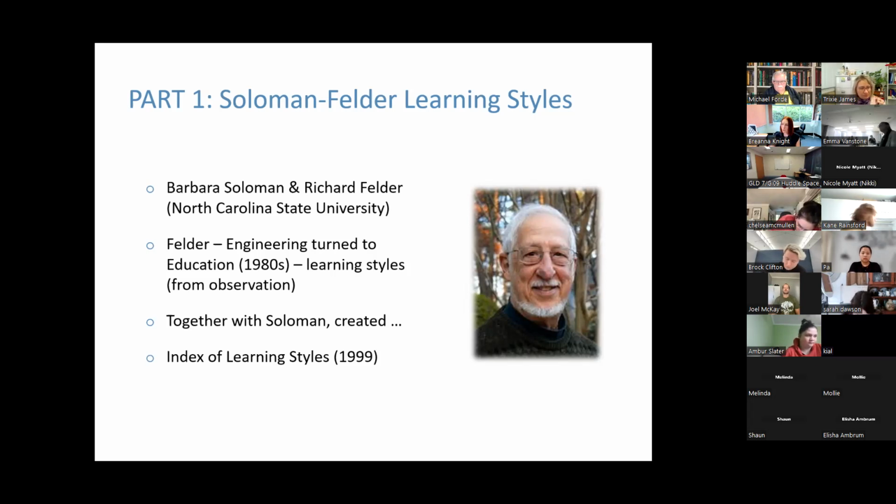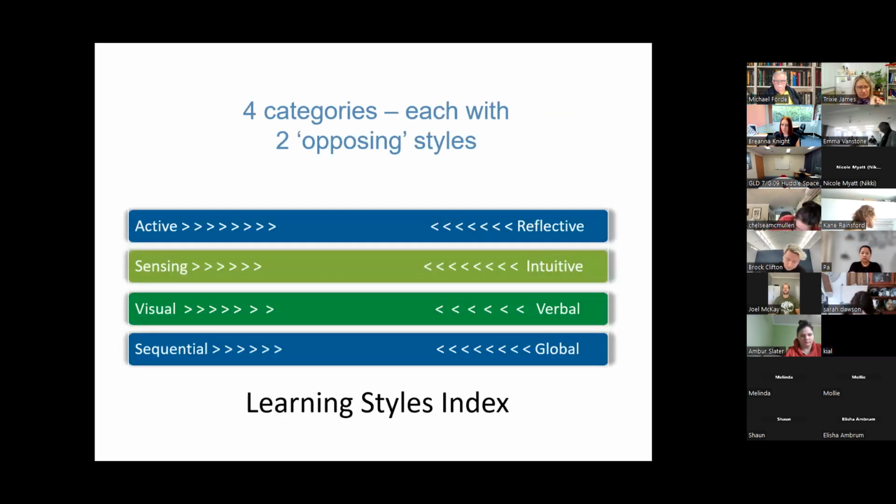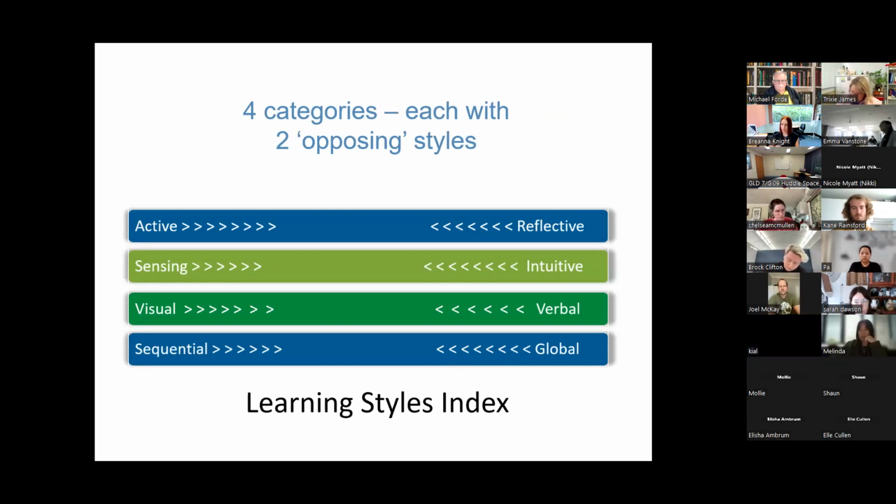And let me show you. This is what it looks like. So you can see here, it's a scale across here, the different indexes. There are two opposing styles on each. So you can see at the top there, there's active and reflective, then there's sensing and intuitive, visual, verbal, and finally sequential and global. So these are continua.